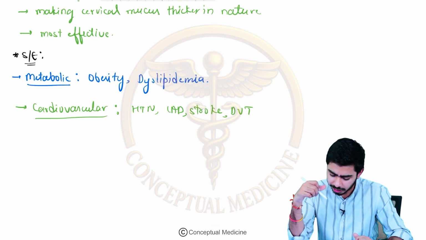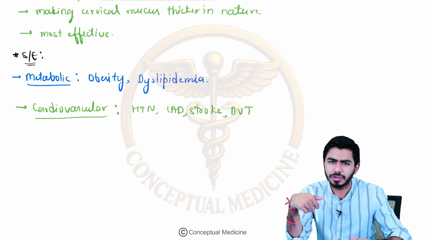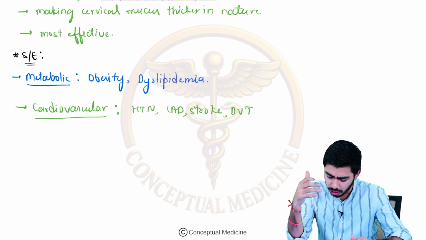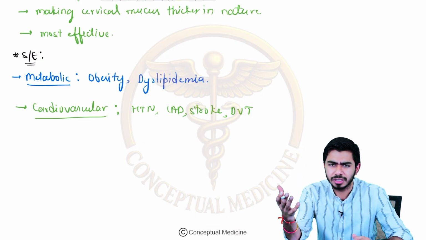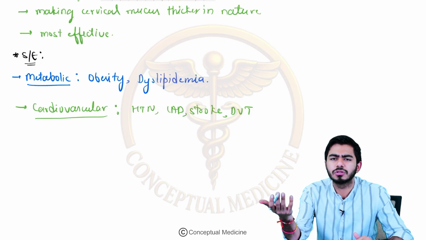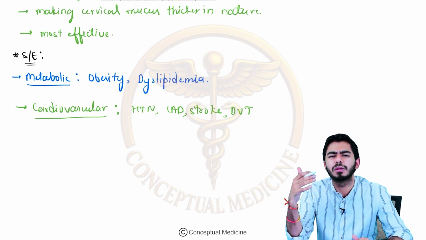So obviously you should understand that if some person already has these kinds of conditions, for example, if some person is hypertensive, with mild hypertension, or some person has had an episode of coronary artery disease, or some person has had a cerebrovascular stroke, or some person has had DVT or pulmonary embolism, right?